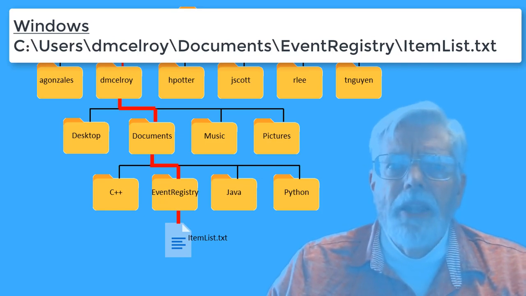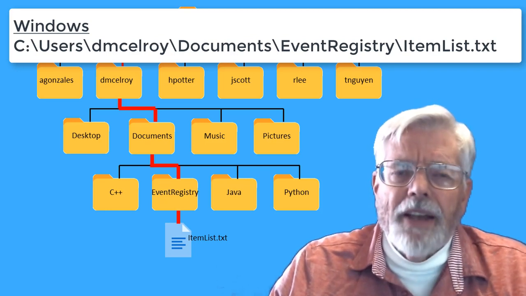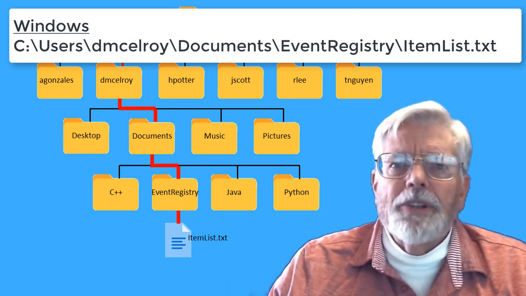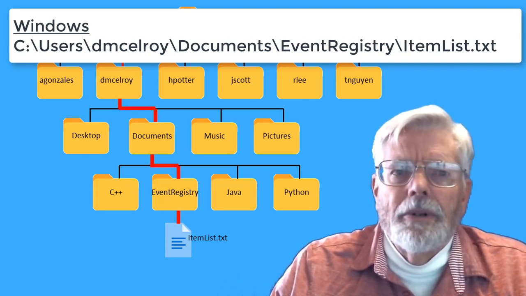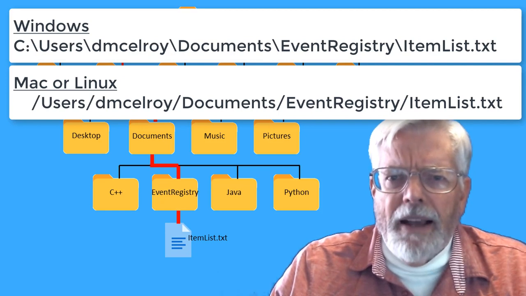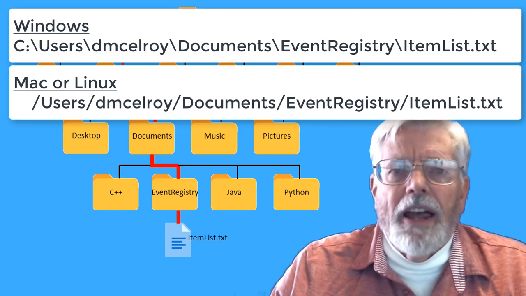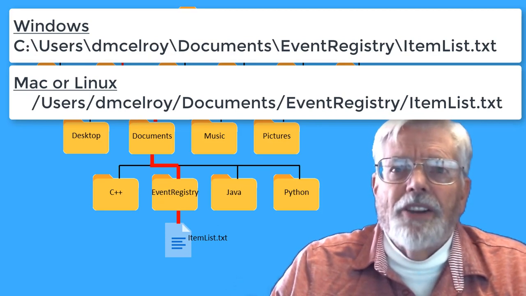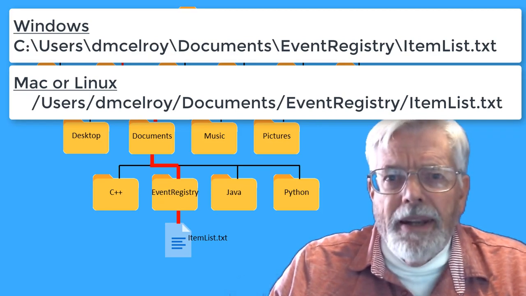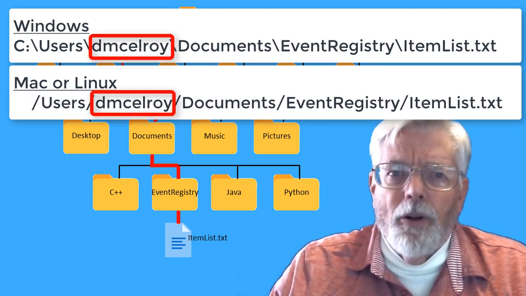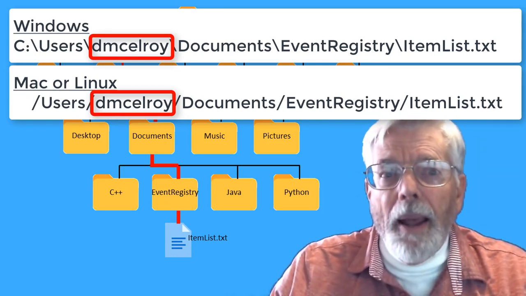When I am logged on as D. McElroy to a Windows system, it is going to be located at /users/D McElroy/documents/event registry/itemlist.txt. When I'm logged on a Mac, the file should be located at /users/D McElroy/documents/event registry/itemlist.txt. If you're logged on, your user ID will be used instead of D. McElroy, so I don't want D. McElroy hard-coded into the program.